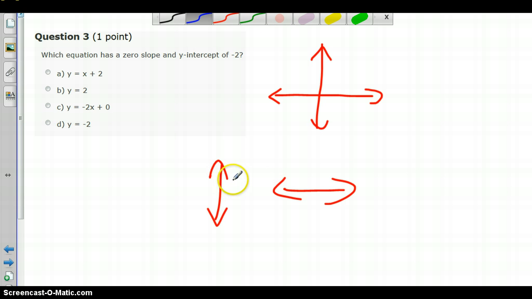Which one has 0 slope, which has undefined slope? Well, just picture this for a second. If you're on a roof and your roof is flat, and somebody said, hey, what's your slope on this roof? How steep is your roof? You say, it's not at all. It has no slope at all. So that's your 0 slope.